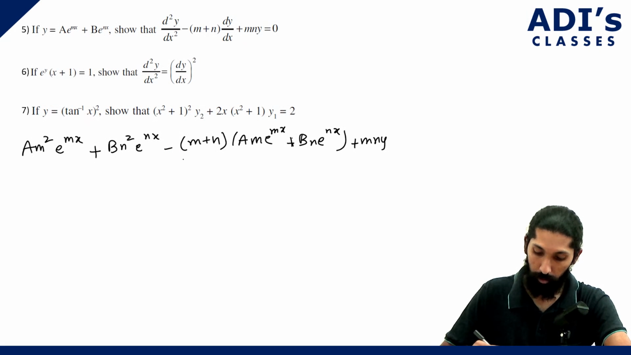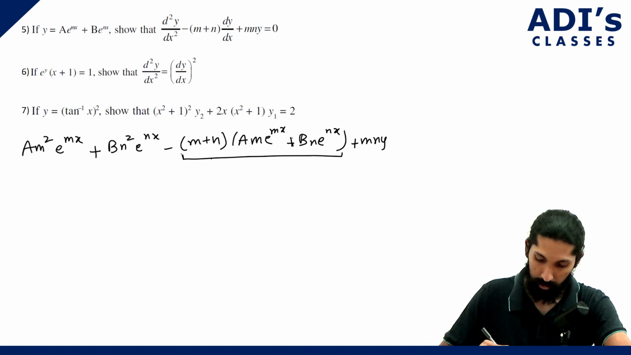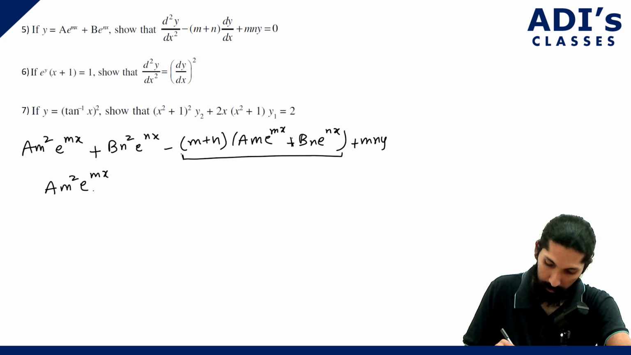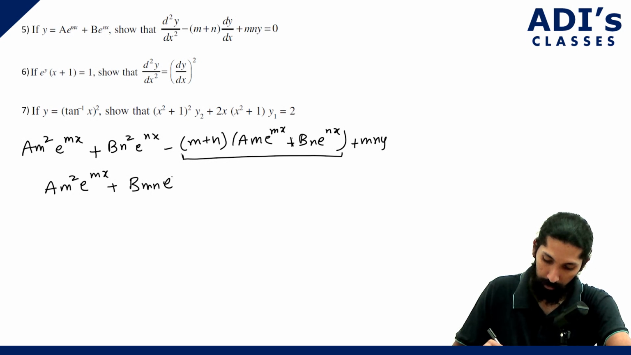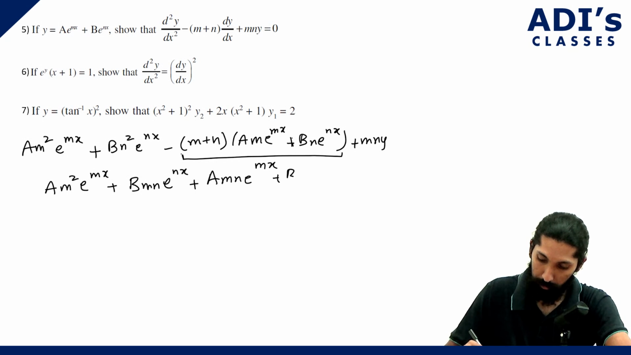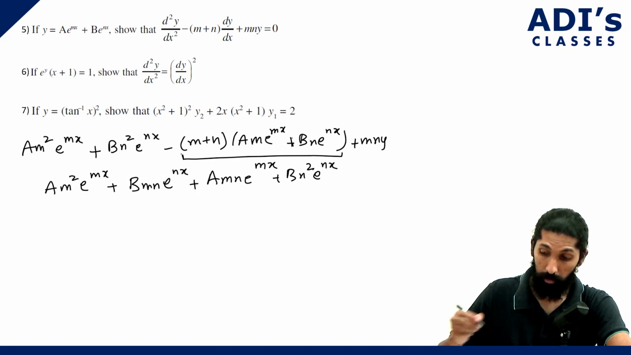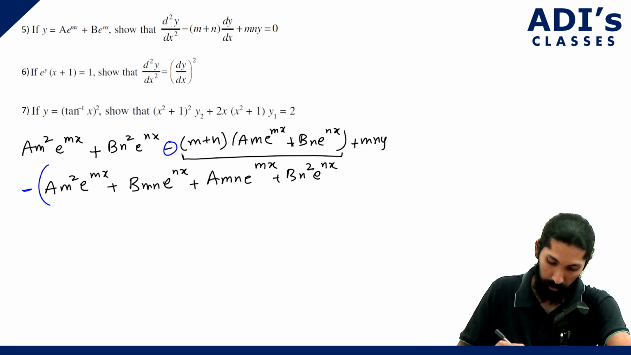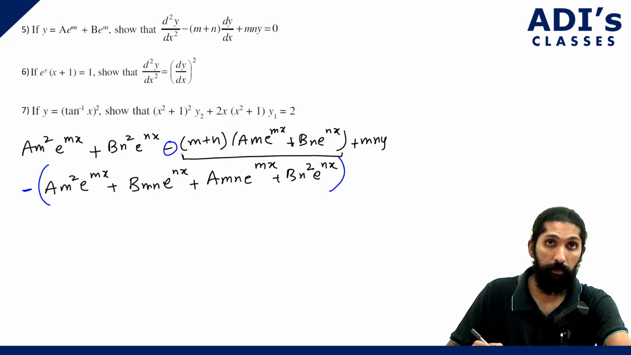All right. First, what we'll do, we are going to take this one. So let's take this one, multiply. So when you multiply m into this, which is a m square e power mx plus bmn into e to the power of nx plus amn e power mx plus bn square e power nx, correct? Remember, a very, very important point is we have a minus sign here. That means this is minus of the whole thing, isn't it?